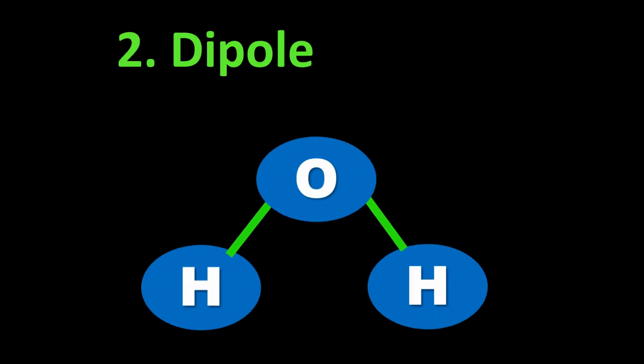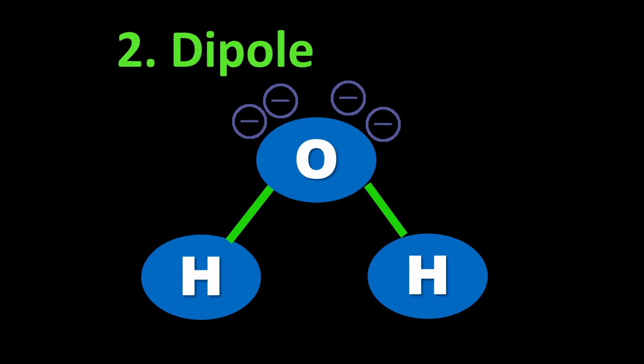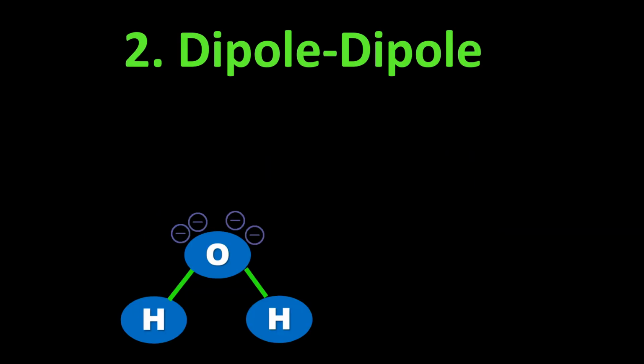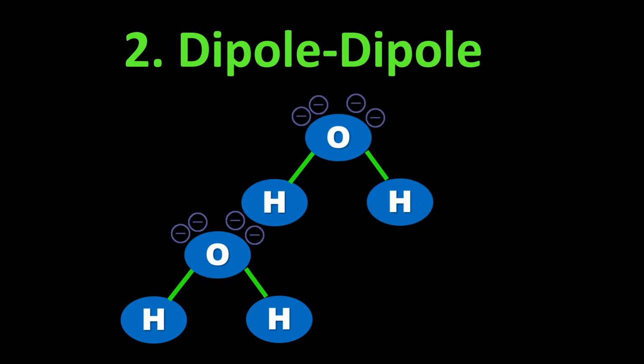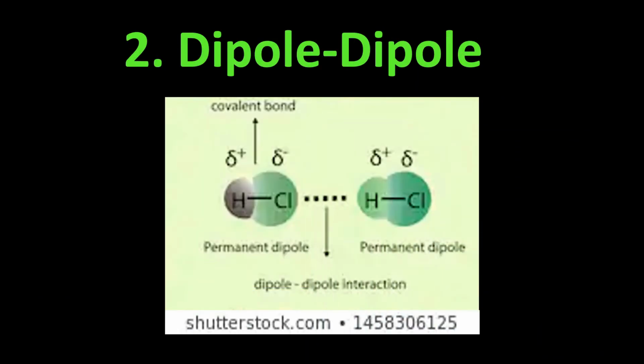Remember H2O? This is a dipole since its molecular polarity is polar, which means two poles. A dipole-dipole interaction exists when a dipole attracts another dipole. Like the molecule hydrogen chloride attaches with another hydrogen chloride, this attraction is what we call a dipole-dipole interaction.